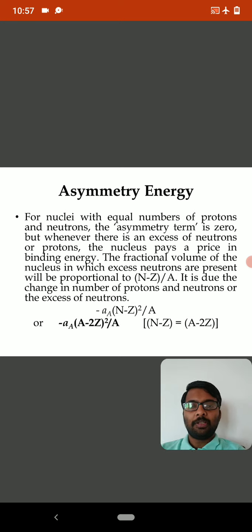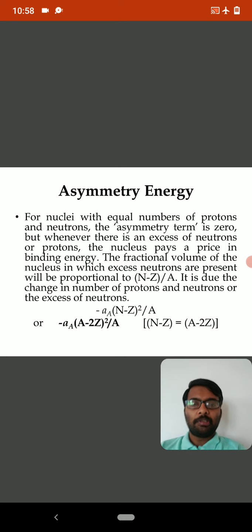So this N minus Z can be written as A minus 2Z, because N is nothing but A minus Z. So A minus Z means it becomes A minus 2Z. So we can write this asymmetry energy term as minus a_a into (N minus Z) square divided by A, or minus a_a into (A minus 2Z) square divided by A. Both are same, because N minus Z is equal to A minus 2Z. So this asymmetry energy term also reduces the total binding energy. Therefore, this term also comes with the negative sign.